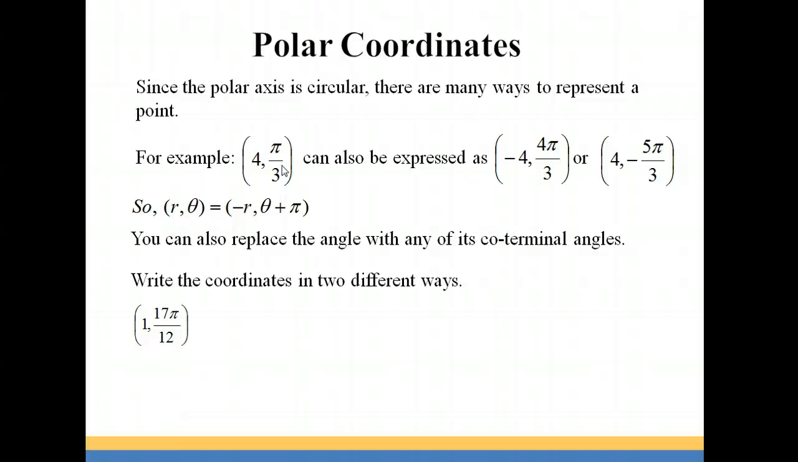So what we want to do here is rewrite the ordered pair 1 and 17 pi/12 in at least 2 other ways. So the first way that I've done it is I took the negative of the radius length and I subtracted pi from my angle measure, which gave me 5 pi/12, which is fine. You can add or subtract pi and still get there. And another way that I decided to do it was to subtract 2 pi from my angle measure, and I got -7 pi/12, and I keep my radius length the same. So you have those 2 options and plenty more because you have lots of coterminal angles.